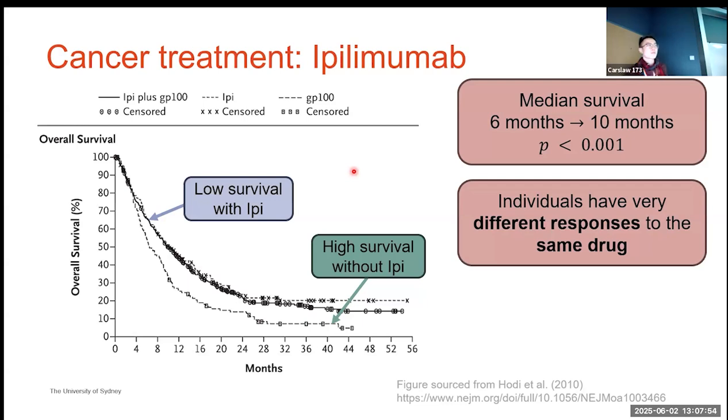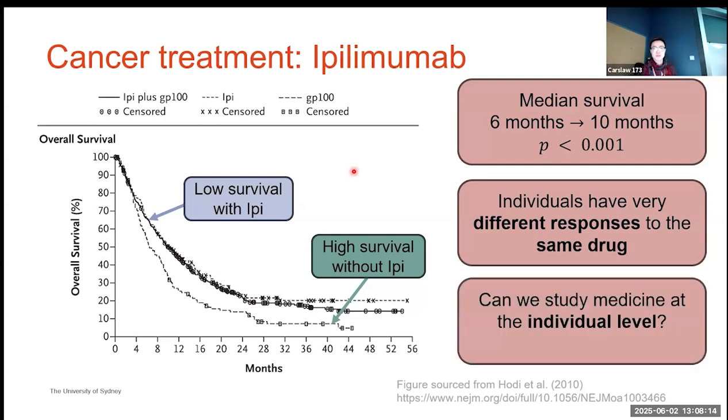And this isn't very surprising, right? Because people are very diverse. People have different genetics, different environmental factors, different comorbidities. So it's not surprising that if you give the same treatment to different people, they will respond in very different ways. And so this brings us to the question of, can we study medicine at the individual level? Rather than thinking about whether a treatment is effective on average, can we think about whether a treatment is effective for each individual person?